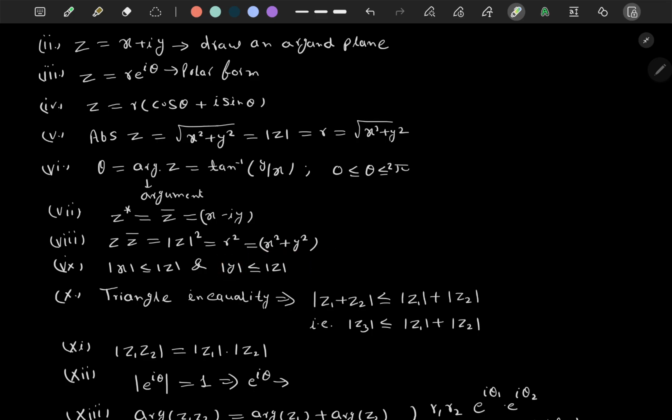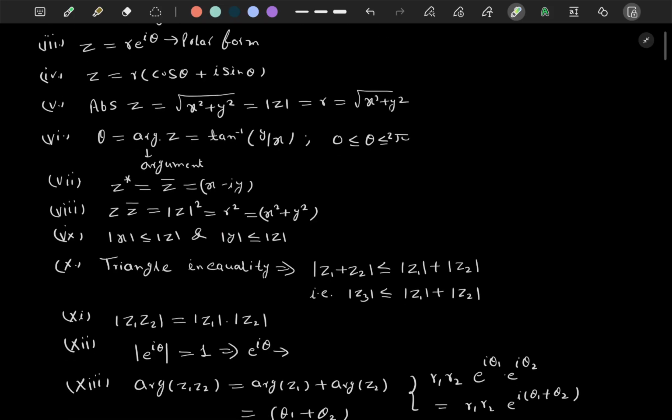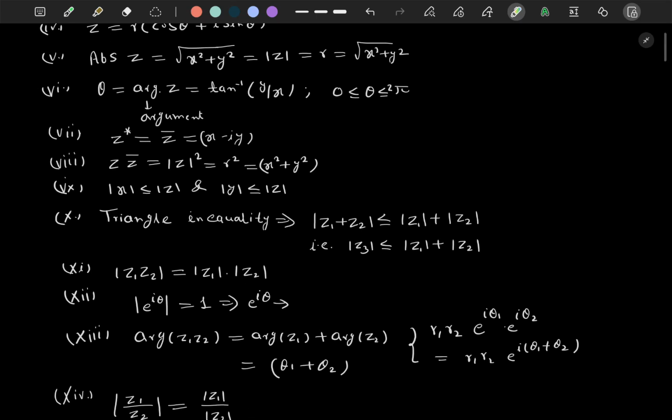It means the real and imaginary parts of z will always be less than or equal to mod z, which is very true because z is a combination of x plus iota y. So mod x and mod y will always be less than or equal to mod z. If the imaginary part is 0, then mod z equals mod x. If the real part is 0, then mod z equals mod y.